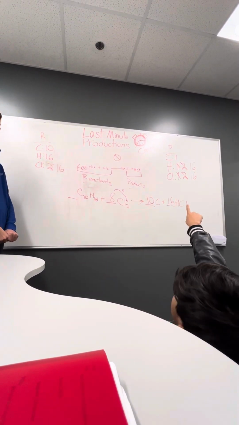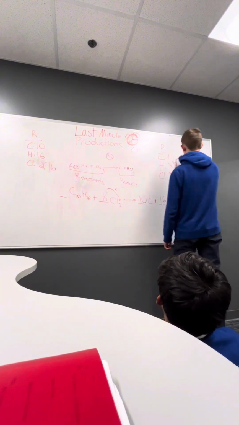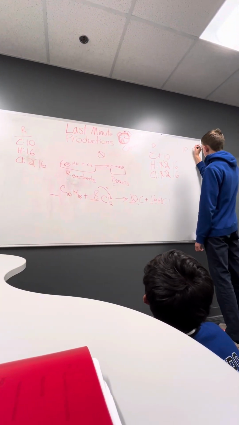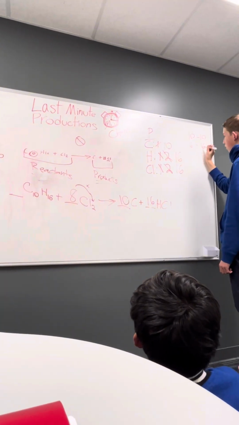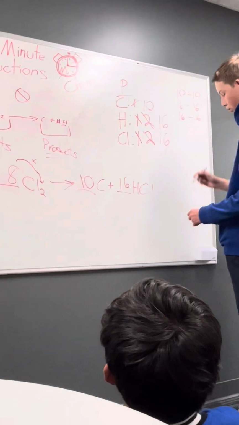Yes? What? You forgot to change it, mister. Oh, I'm sorry. So it's no longer 1, this is now 10. And now 10 equals 10 on the top for our carbon, 16 equals 16 for our hydrogen, and 16 equals 16 for our chlorine. And that's how you do it.